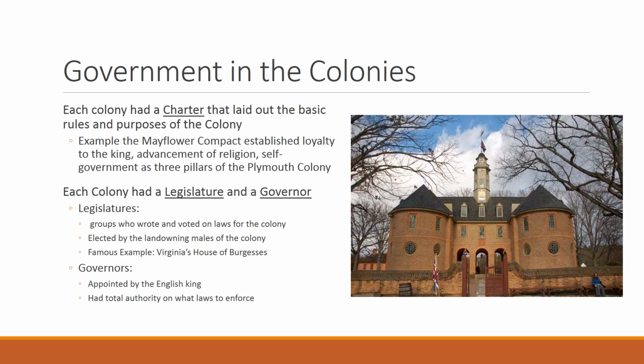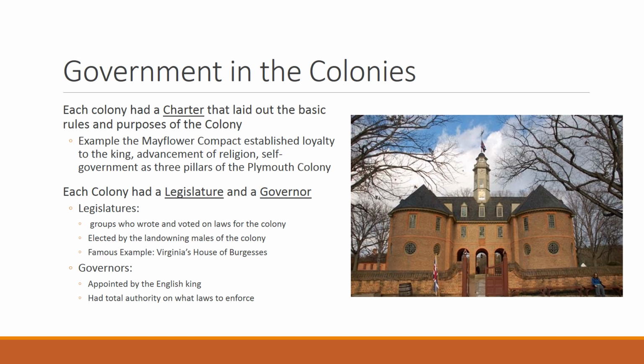The other side of colonial government, besides the legislature, were the governors. So the governors actually had a lot of the real power. Even though the legislature voted on the laws and wrote the laws, the governor was the one who was allowed to enforce the laws, or maybe not enforce the laws. And the governors were all directly responsible to the English king. So whatever the king wanted, the governors would basically do.